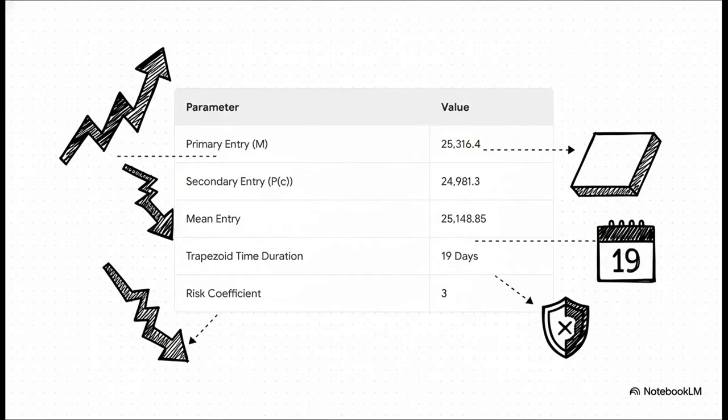Okay, let's break down the key parameters for this phase. First, we have the primary entry, M, at 25,316.4. Then there's also a secondary entry, PC, at a slightly lower price. The documentation also points out a trapezoid time duration of 19 days and a risk coefficient of 3. All of these are the crucial inputs for what comes next.